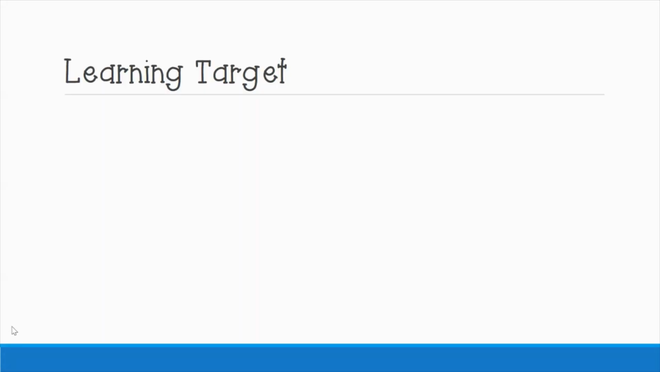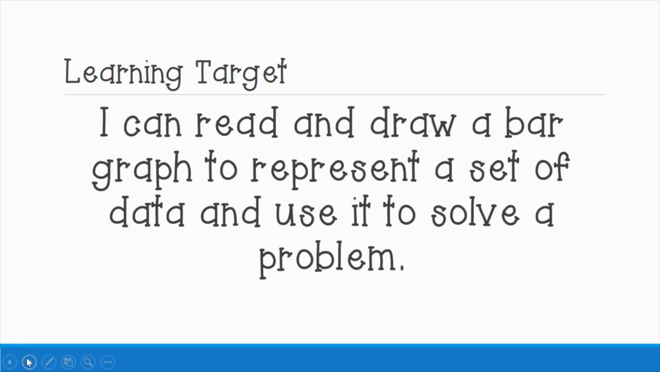Our learning target today is I can read and draw a bar graph to represent a set of data and use it to solve a problem. Let's do our mirror words. Read and draw bar graphs to represent a set of data and use it to solve a problem.